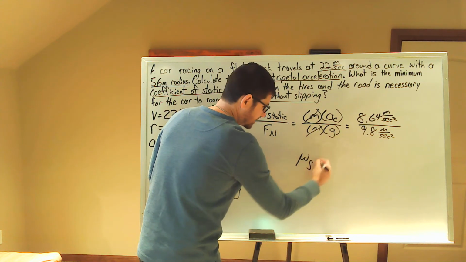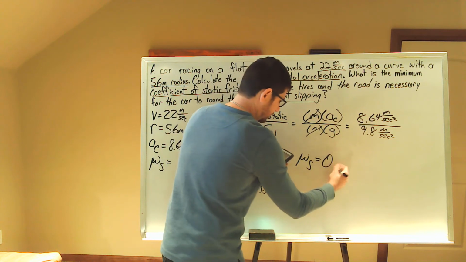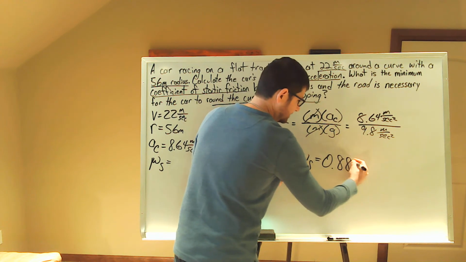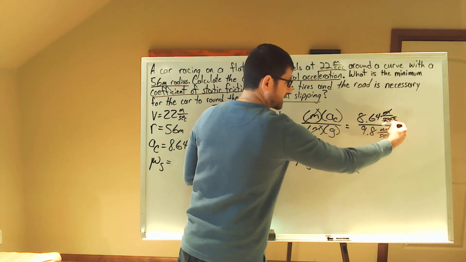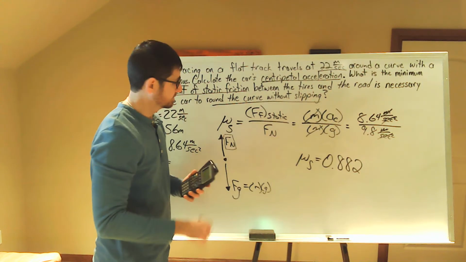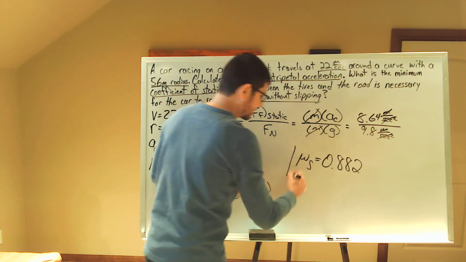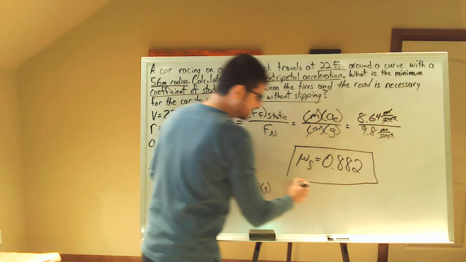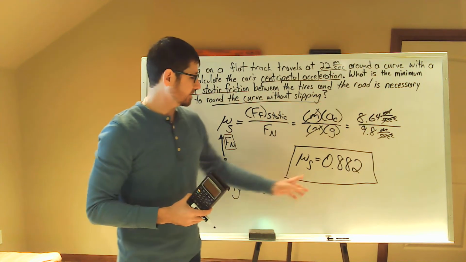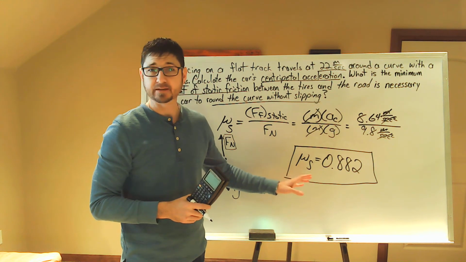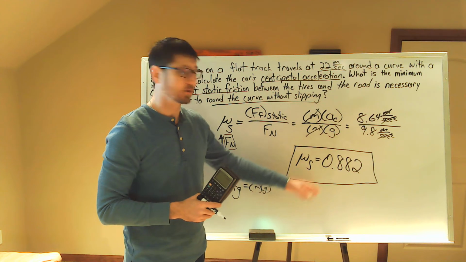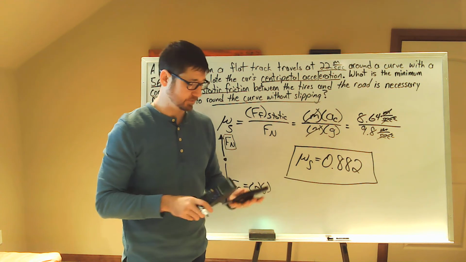We get that the static coefficient of friction is 0.882, and it's unitless. Meters per second squared cancels with meters per second squared. So the minimum coefficient of static friction between this race car's tires and the road is 0.882.